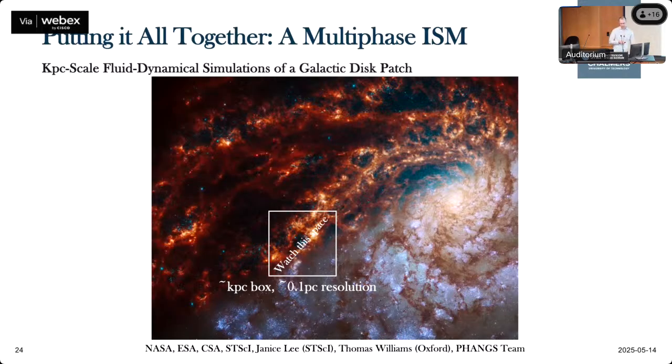And finally, what I'm most interested in is ultimately putting this all together for a model of grain evolution in the interstellar medium. So I got my PhD doing galaxy formation simulations, fluid dynamical simulations. And so what I'm developing now are kiloparsec scale box simulations of the interstellar medium that incorporate the results of all of this complicated dust physics so that we can predict the observable properties of dust in a way that's fully coupled to the physics that's processing it. And so stay tuned for that. Thanks very much.